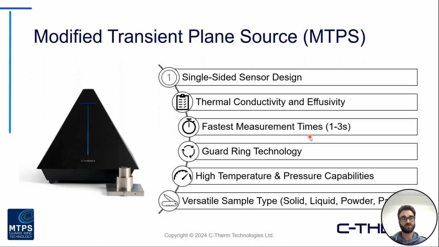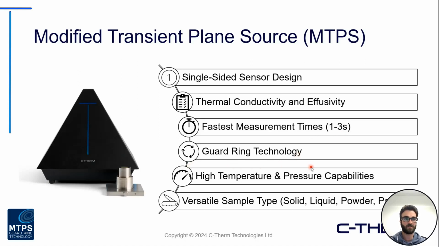Fast measurement times. Transient techniques, which is what the MTPS is, will always be faster than your traditional steady state options, just inherent to the fundamentals of the measurement itself. But even within the transient space, the MTPS does carry some of the fastest test times. Again, 1 to 3 seconds, that is on the very low end.